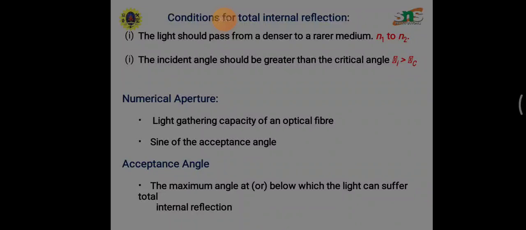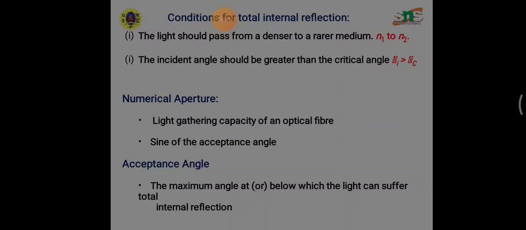Now consider a cylindrical fiber. It consists of a core of refractive index n1 and cladding of refractive index n2. Let n0 be the refractive index of the medium in which the optical fiber is placed. The incident ray travels along AO and enters the core at an angle I to the fiber axis. The ray is refracted along OB at an angle theta in the core.